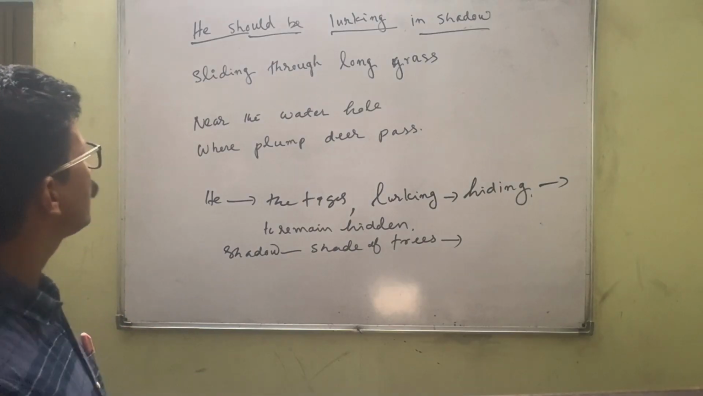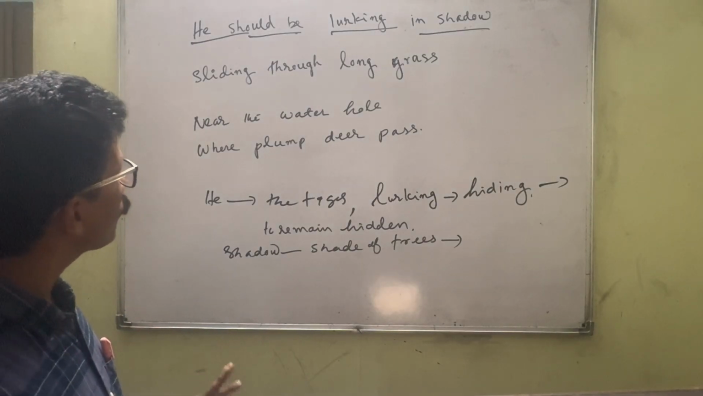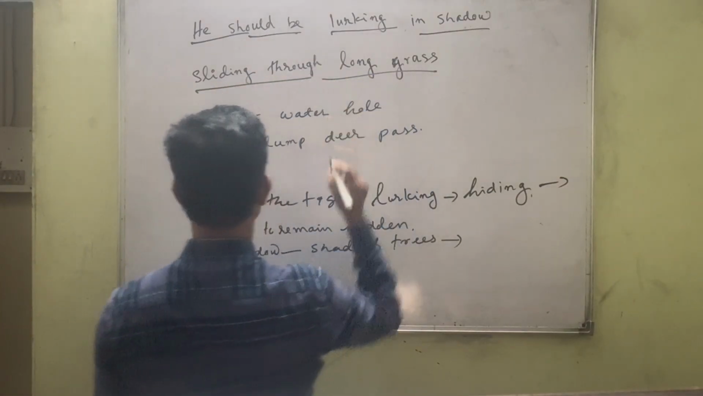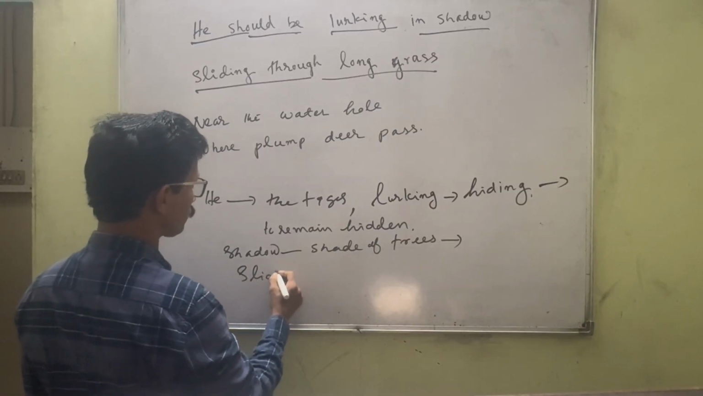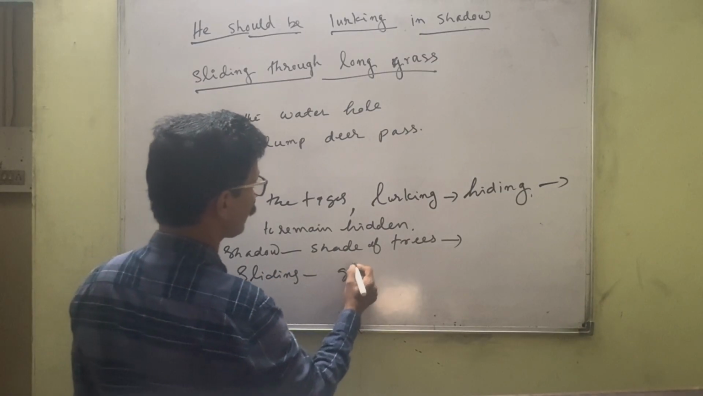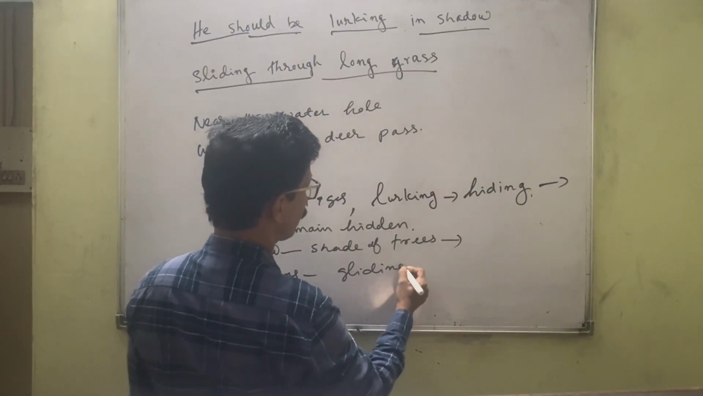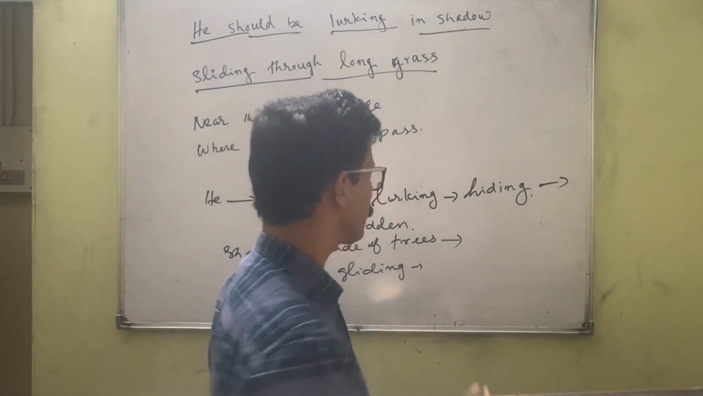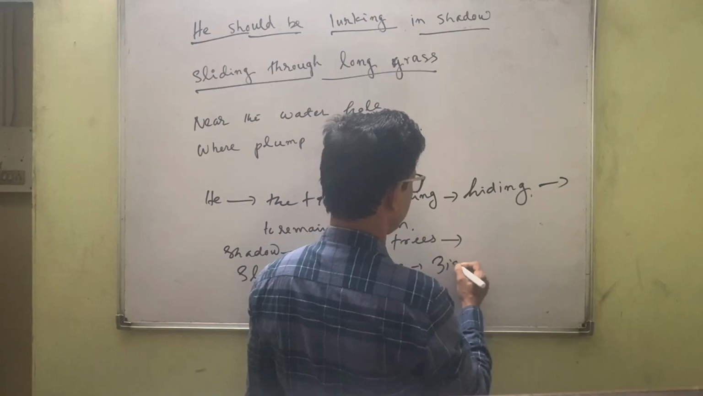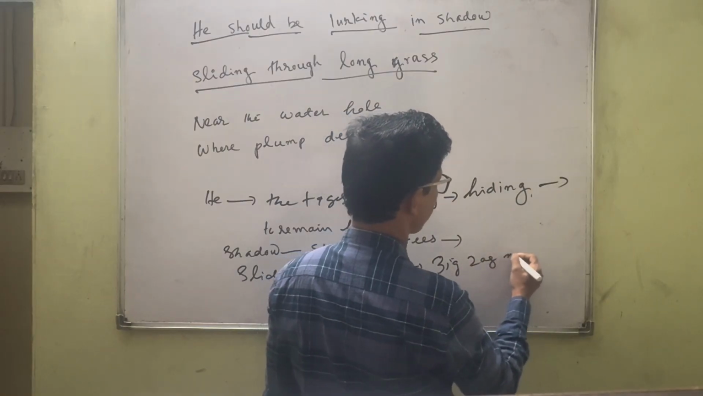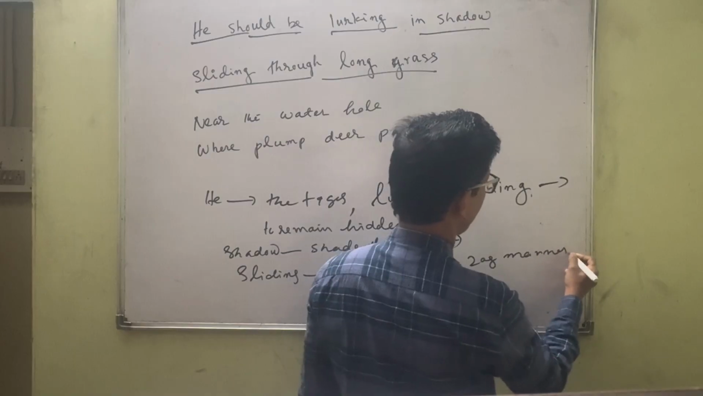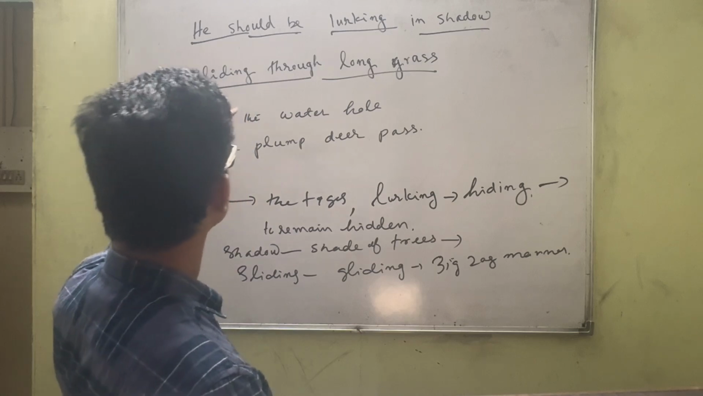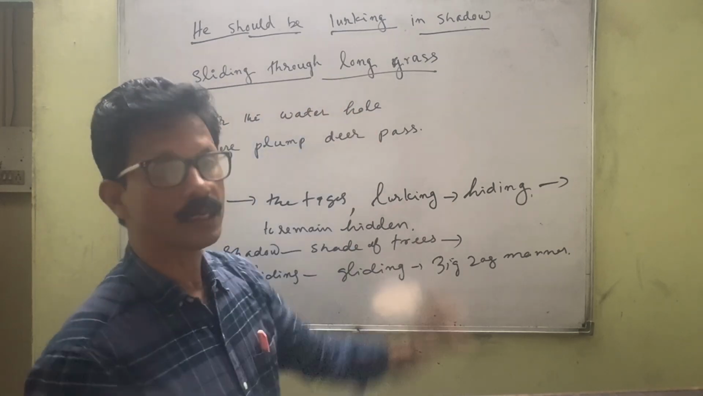Why hiding? Or you see, sliding through long grass. Sliding means what? Gliding. You can say walking in a zigzag manner. The tiger should be sliding through long grass.